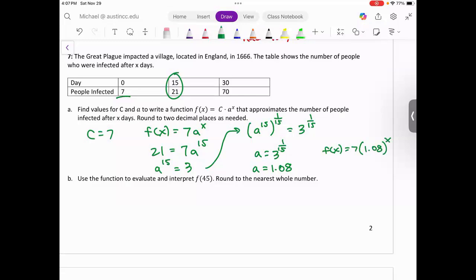And then let's evaluate and interpret f of 45. We'll just plug that in. We have 7 times 1.08 to the 45. And when we calculate that, rounding to the nearest whole number, we get 223. So what does that mean? For an input of 45, we have an output of 223. So that means after 45 days, 223 people were infected.